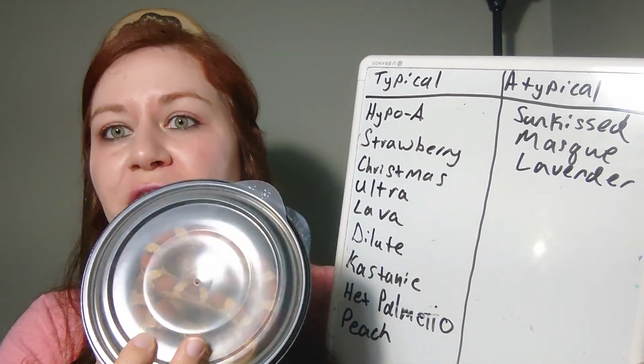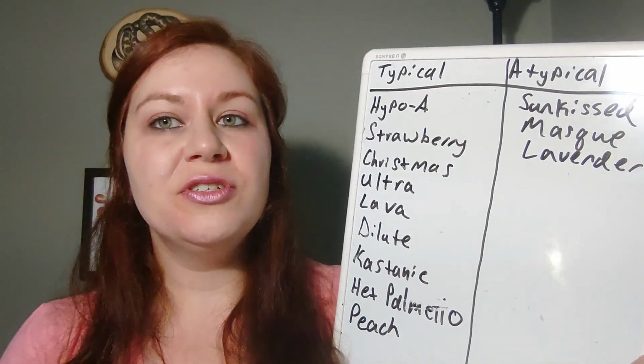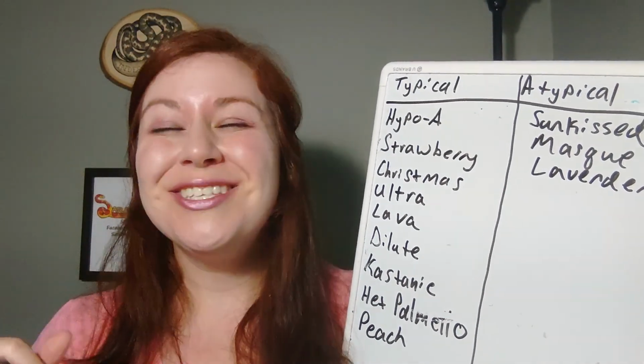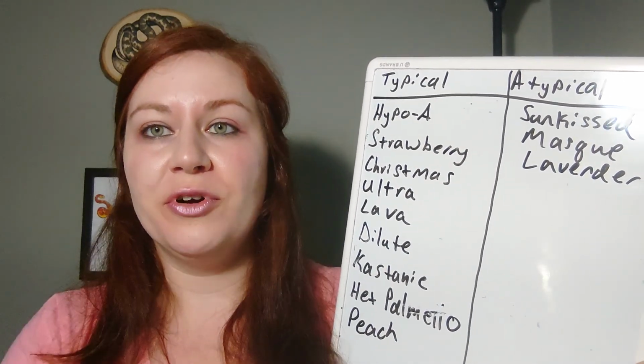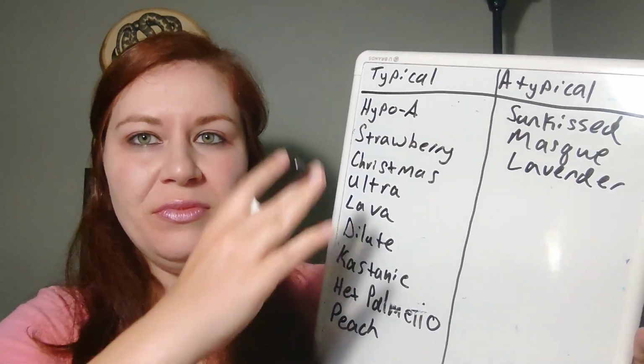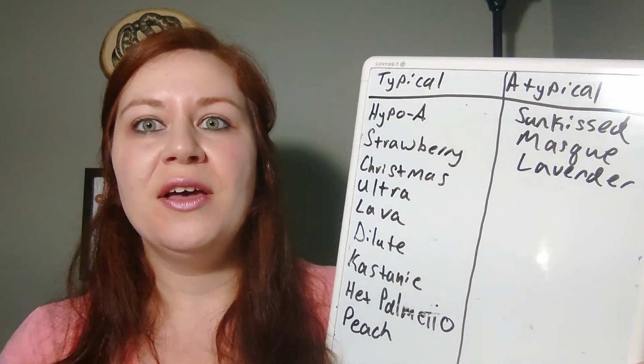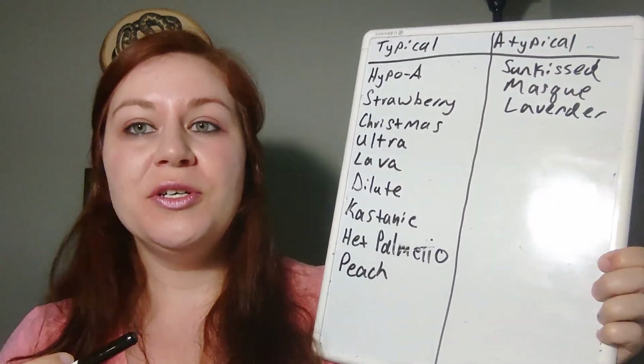You saw Miranda, she's very orange and yellow. Lavas are typically going to be much more red. Sometimes they'll get a little bit of an orangey tint to them, but Lavas are going to be a more red version of a Hypo, especially compared to Ultra.